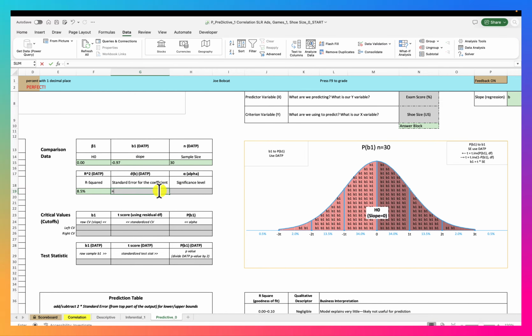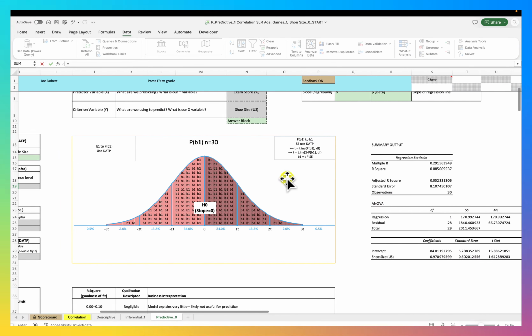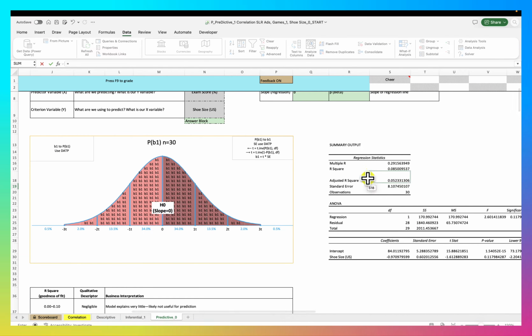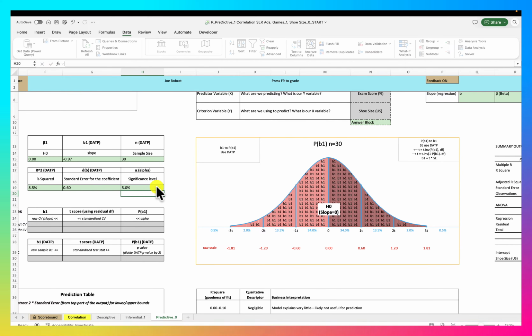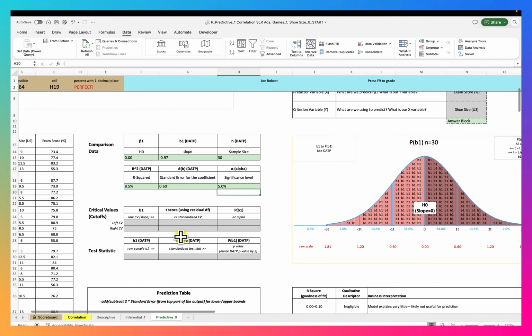And now we need the standard error for the coefficient. And this is tricky because there's two standard errors in this output. There's one up here for the whole model, but there's another one down here for the coefficient. We want the one for the coefficient of shoe size. And the significance level from the problem is 0.05. So we type that.